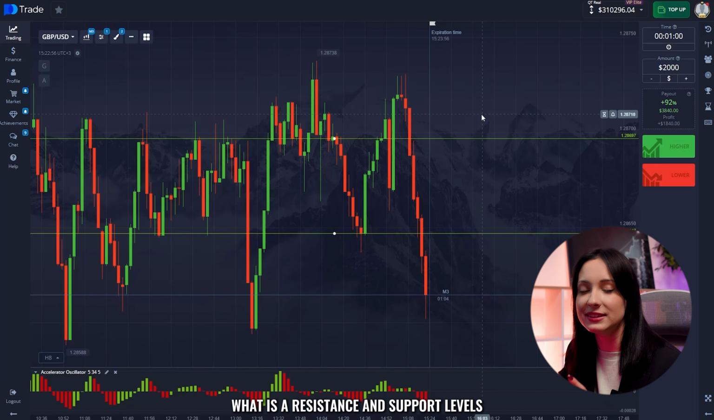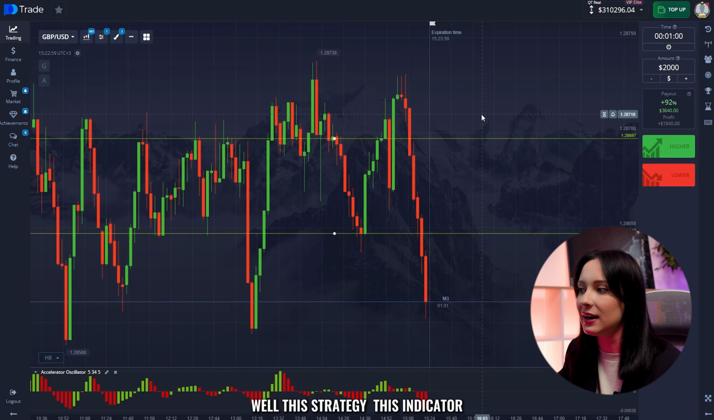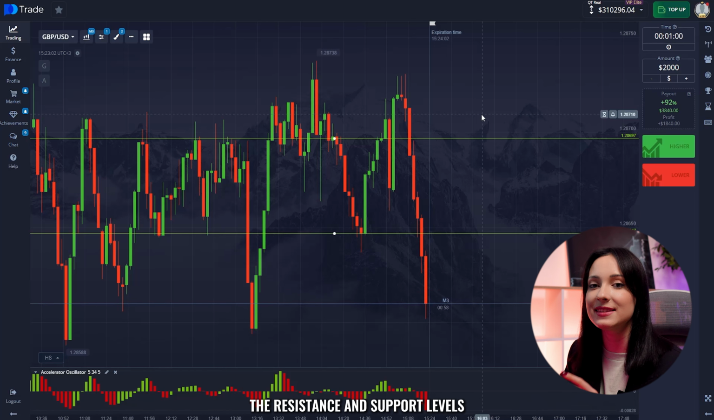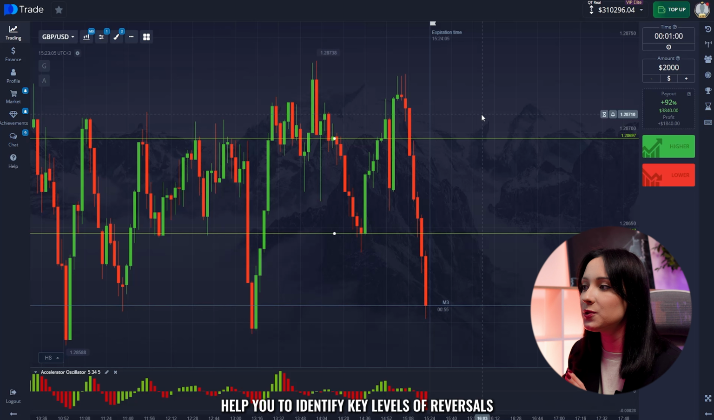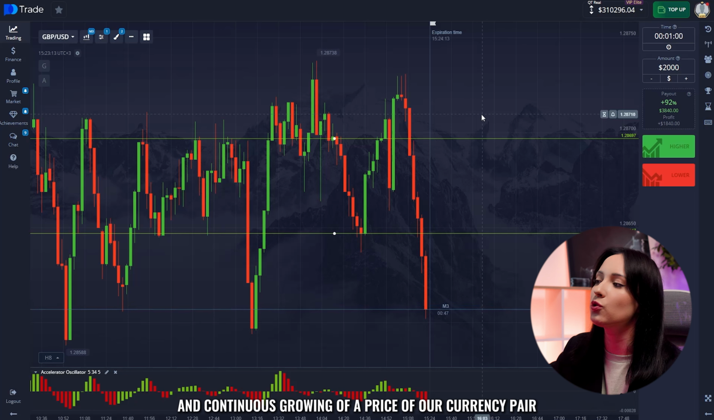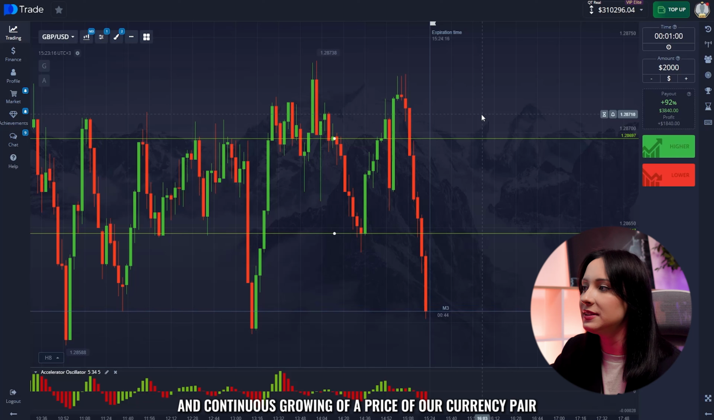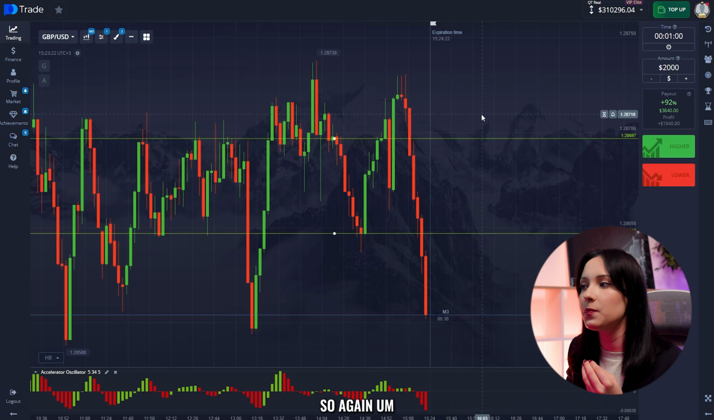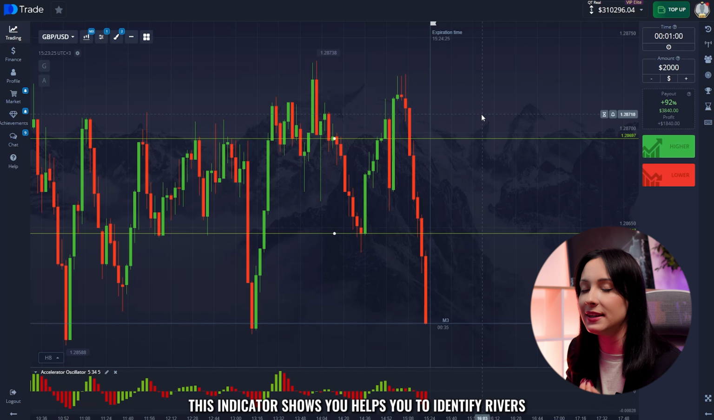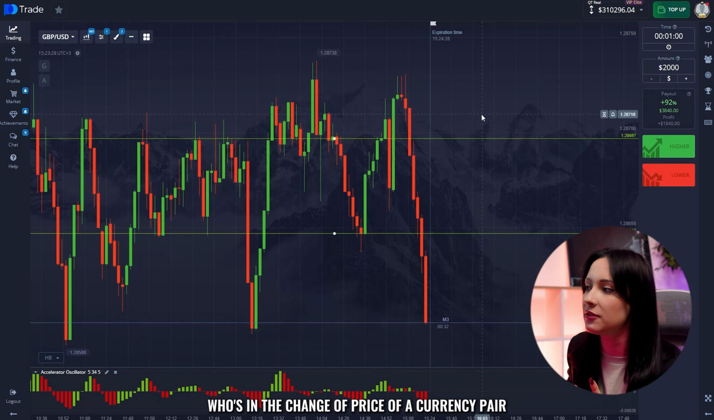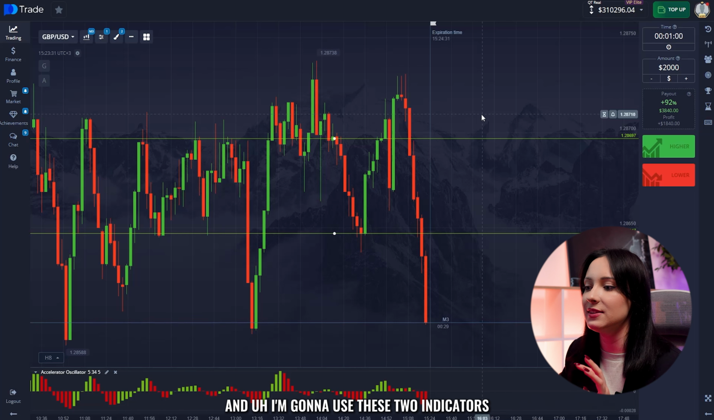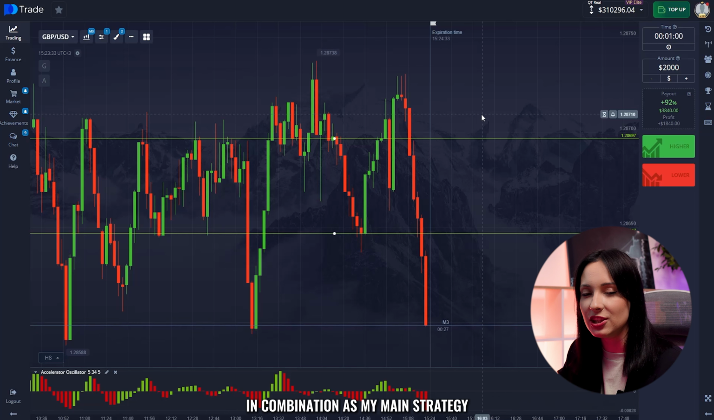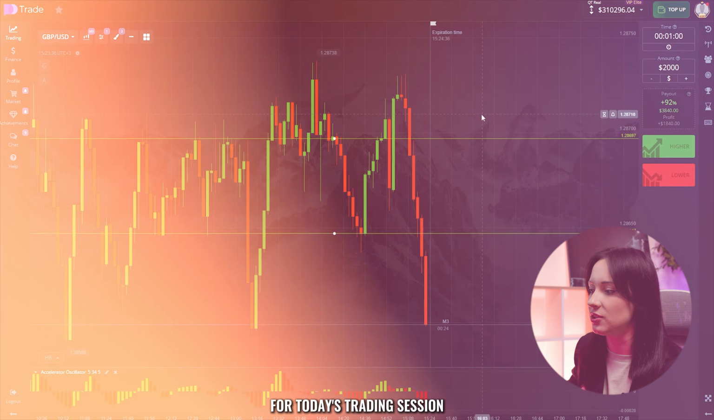Actually, what are resistance and support levels? Well, these indicators help you to identify key levels of reversals and of course continuous growing of a price of our currency pair or continuous drop of a price of a currency pair. So again, this indicator helps you to identify reversals and a change of price of a currency pair. And I'm going to use these two indicators in combination as my main strategy for today's trading session.